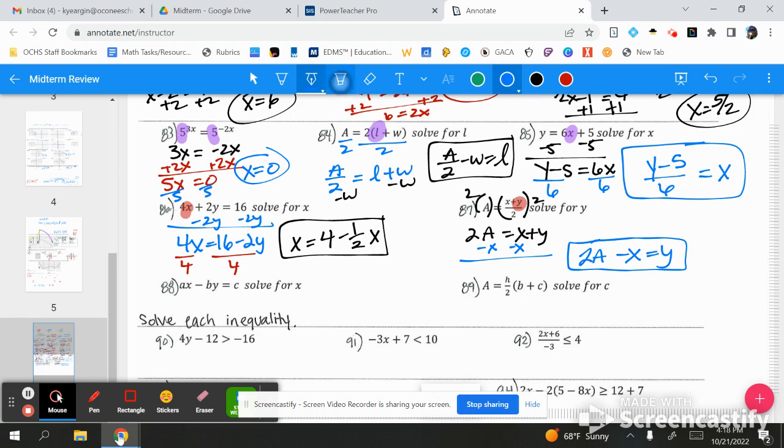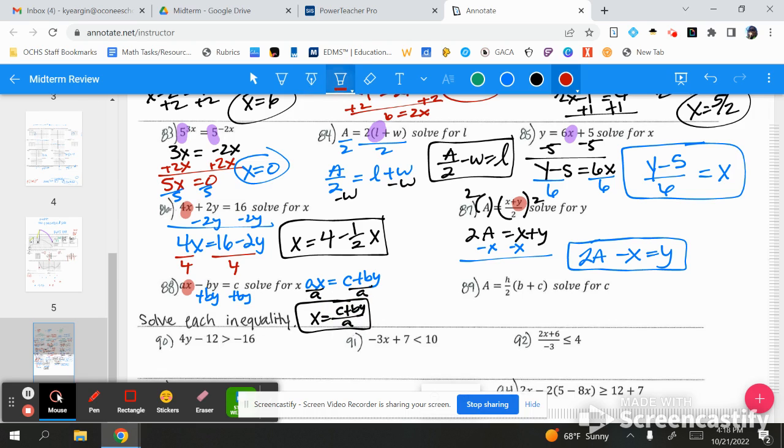88, we're solving for x. So my first step is that I'm going to add by to each side. I have ax equals c plus by. Divide each side by a. So x will equal c plus by divided by a.